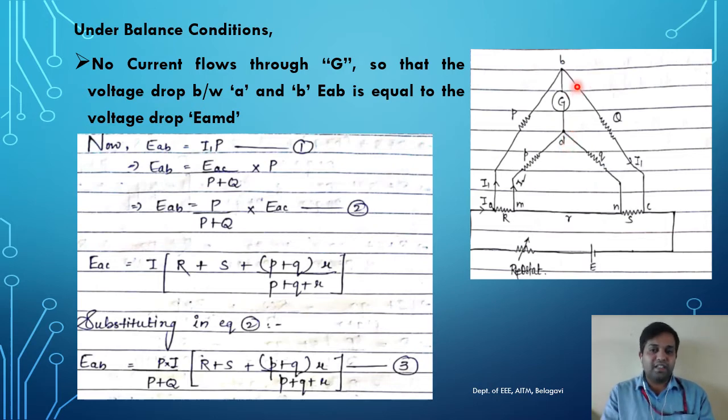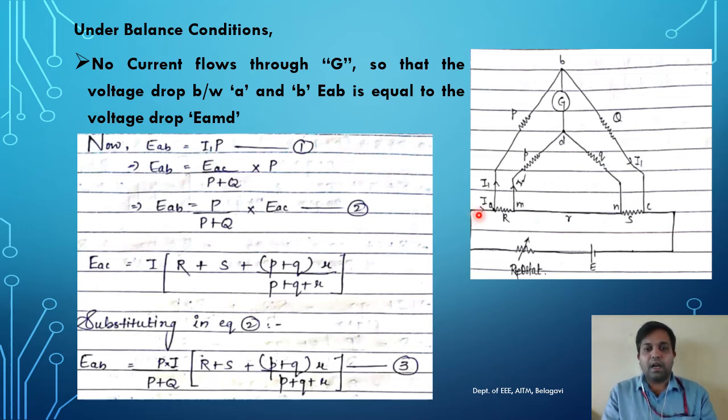If during balance condition, what will happen? There will be no flow of current through the galvanometer. So due to that, the voltage EAB will be equal to EAMD. Now according to that, we need to find out the voltage values. Okay, so EAB is equal to what? According to our Ohm's law, voltage will be given by what? V is equal to I into resistance value. So here through this branch, I1 is the current flowing, and its resistance value is given by P. So according to that, EAB will be equal to I1 into P. Let us consider this as equation number 1.